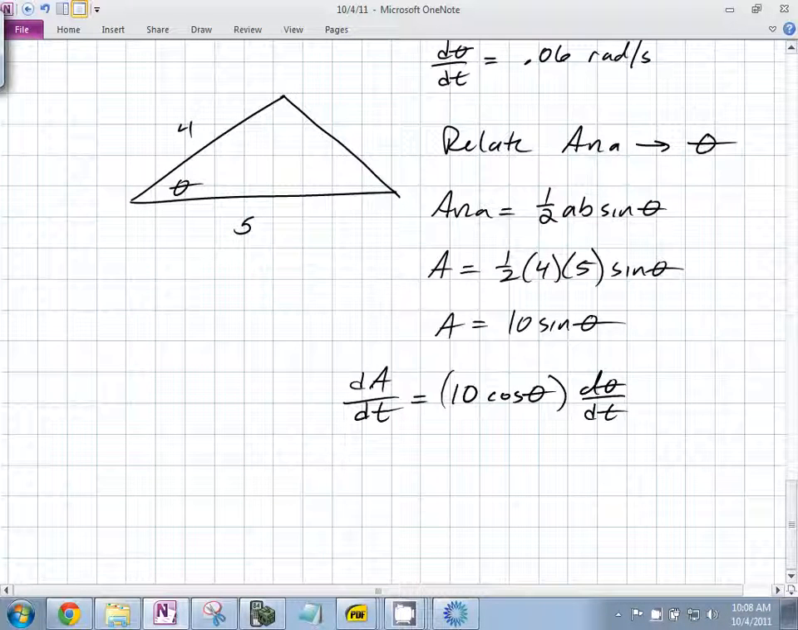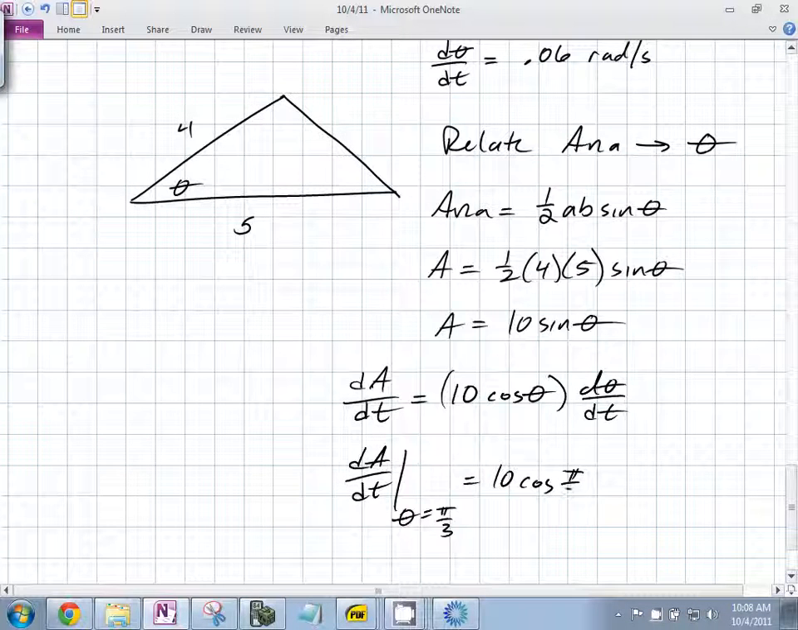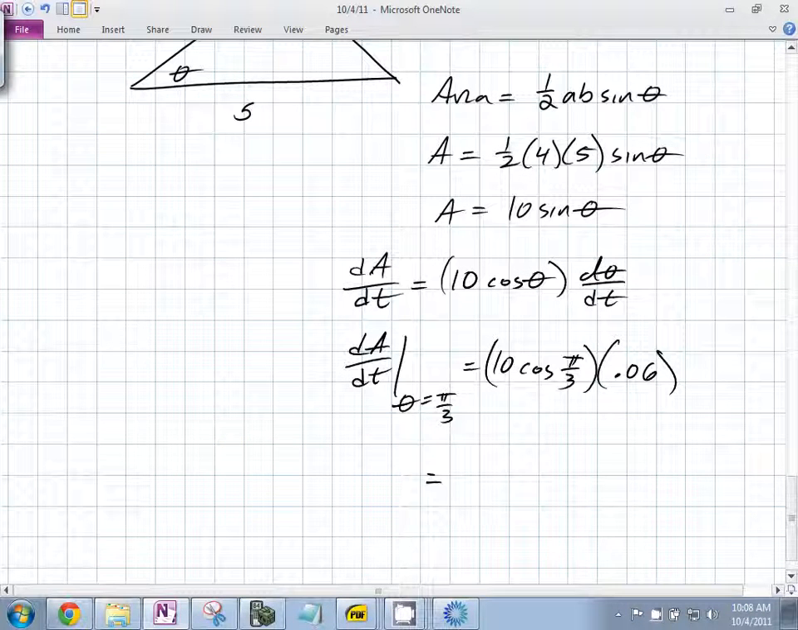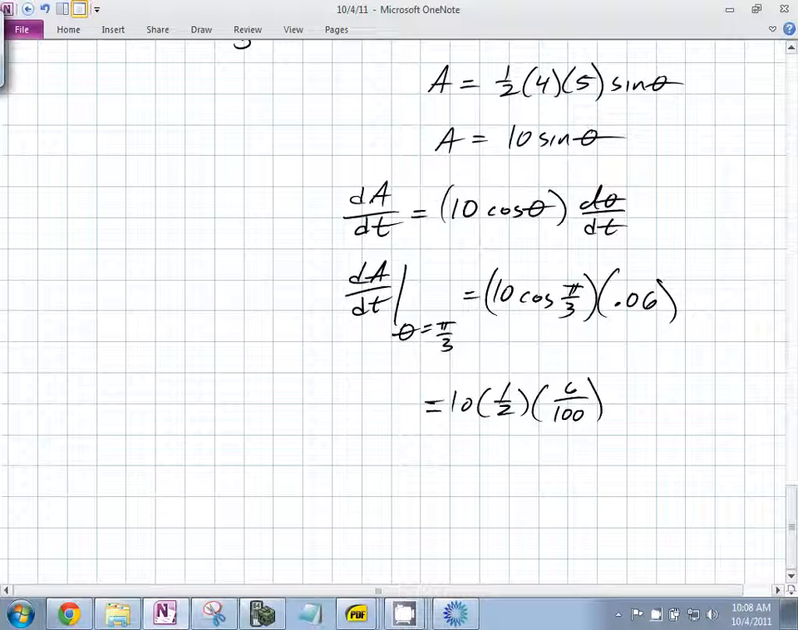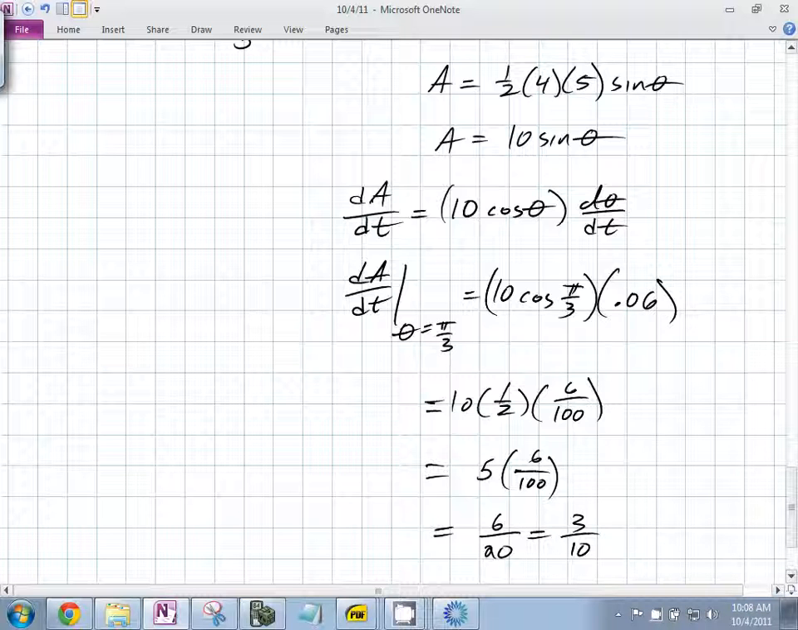Do you agree with that? Yeah. Okay, so dA/dt, we want that when what? When theta is equal to what? Pi over 3. So 10 cosine pi over 3 times 0.06. What is cosine of pi over 3? 1/2. So it's 10 times 1/2 times 6 over 100. This is how I just do it. So it's 5 times 6 over 100. So that's going to be 6 over 20, which is 3/10, which is 0.3.